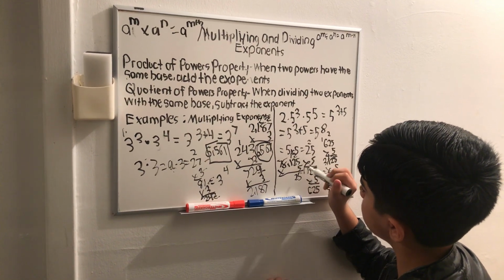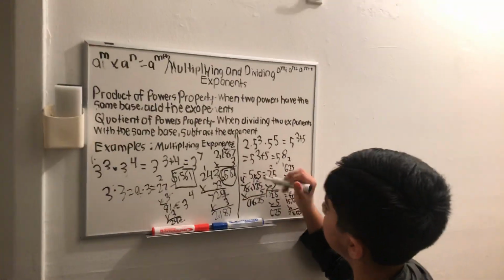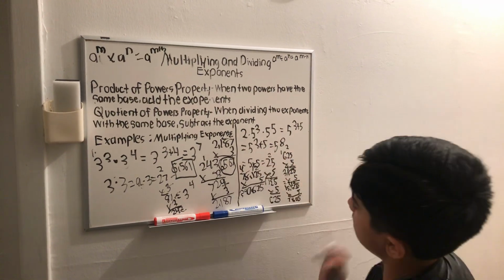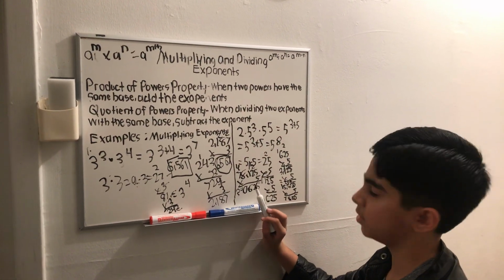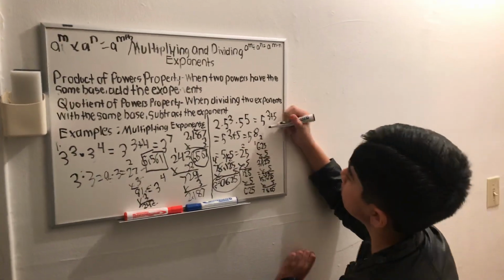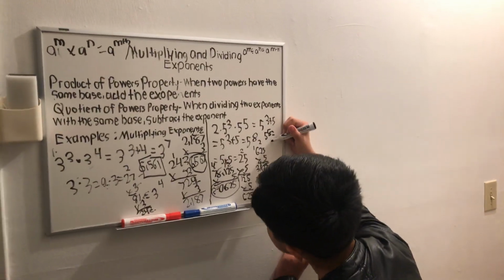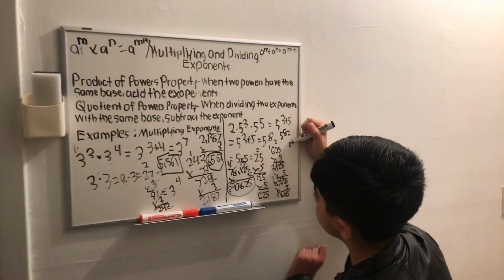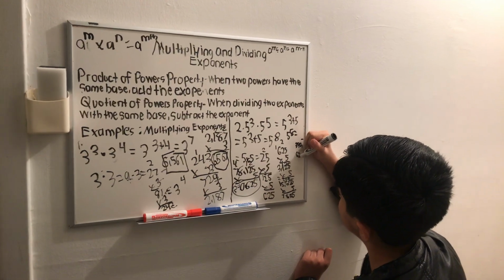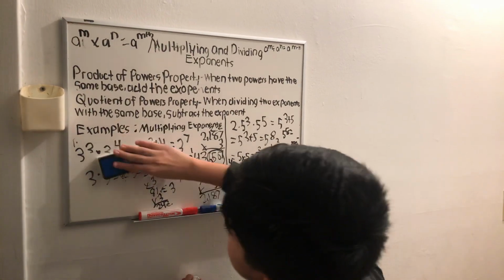8 times 5 is 40, carry the 4. 7 times 5 is 35, plus the 4 that we carried is 39. So the answer in this situation is 390,625. Therefore, 5 to the 8th power is equal to 390,625. Let me show you another example if I can erase this.